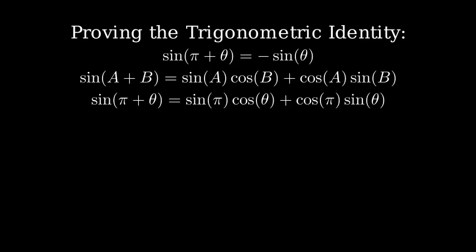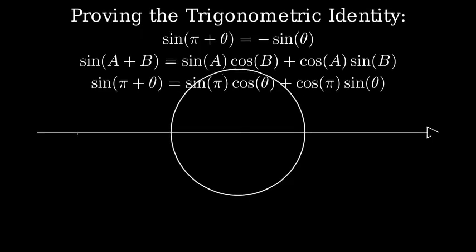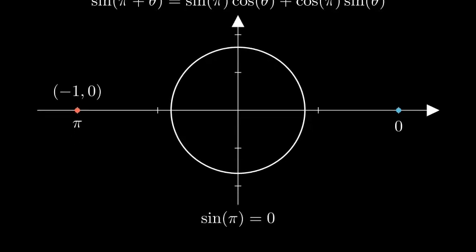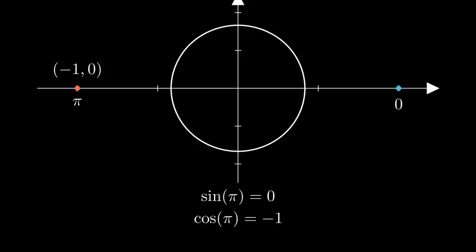Now, let's recall the values of sine of pi and cosine of pi from the unit circle. Here's our unit circle. At an angle of pi radians, or 180 degrees, we're at the point -1, 0 on the unit circle. Therefore, sine of pi equals 0 and cosine of pi equals -1.